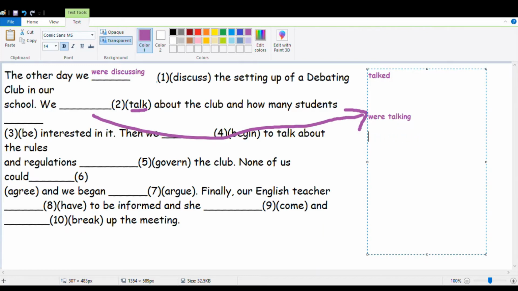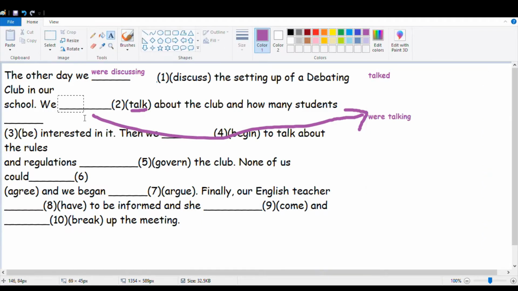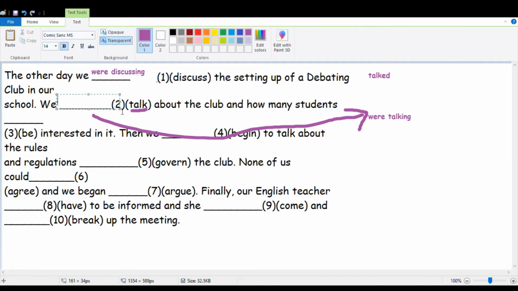So what are the two options, talked and were talking? Honestly, both of those options would pretty much be okay. But if you read on, it's saying, then we dash begin to talk about the rules. It seems like it's kind of an ongoing thing, so I feel like we should just keep it as this past continuous. However, if you put talked, that also would be technically correct. Okay, now we'll move on to the next one.